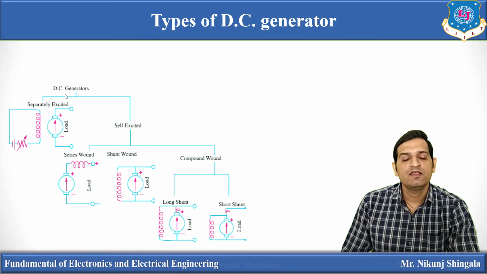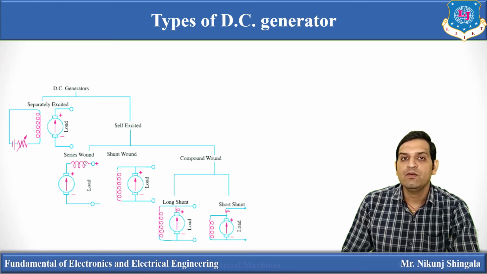So here, DC generators are basically classified into two parts, separately excited generator and self-excited. In separately excited, armature and field windings are given separate supply. In self-excited, there are three classifications: series wound, shunt wound and compound wound. In series wound DC generator, field winding and armature winding are connected in series. In shunt wound, both are connected in parallel. And in the compound wound, some part of the field winding is connected in parallel with the armature winding.